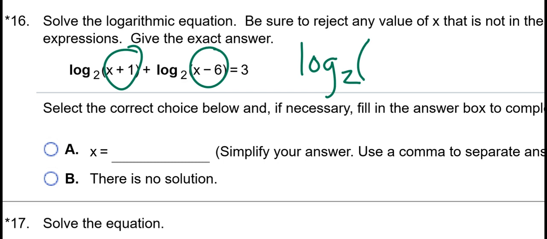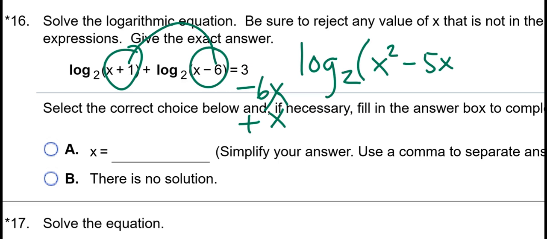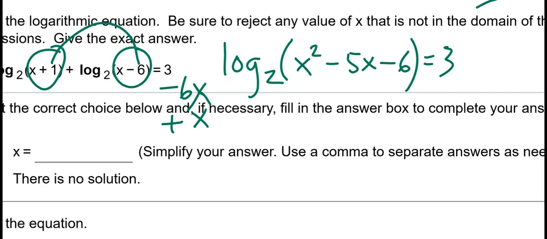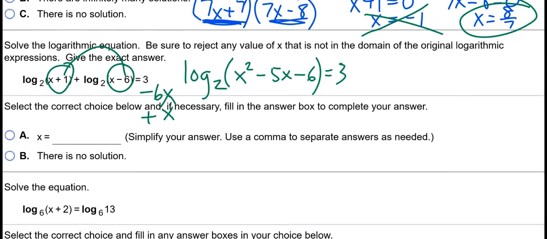let's see, if I multiply those together, what am I going to get? X squared, good call. Minus 6x and a positive 1x. What do those add up to? That's a negative 5x. And then 1 times negative 6 gives me negative 6. Yeah, this is probably easier than the last one because we won't have to use the Berry method.